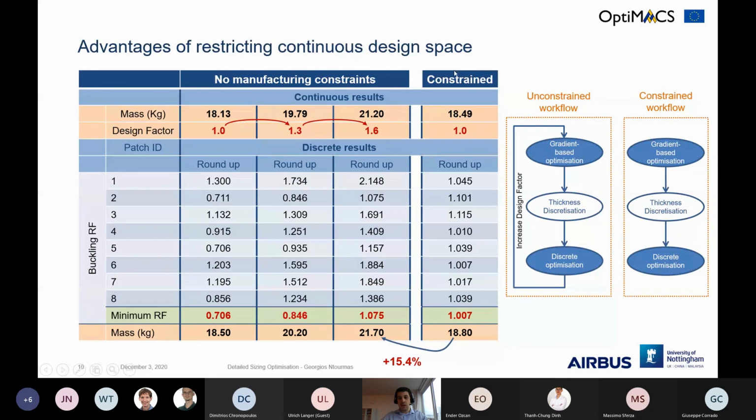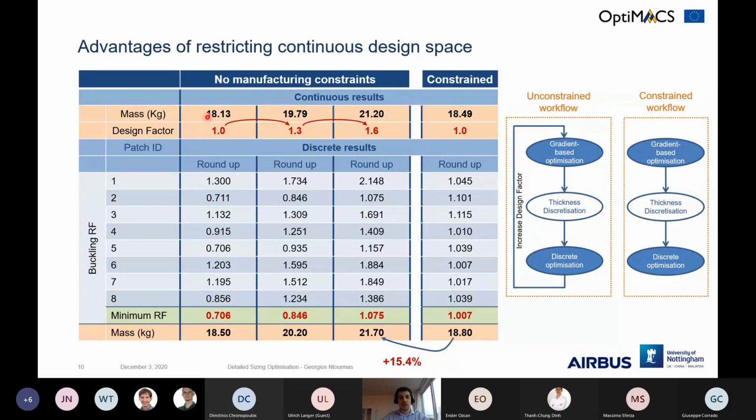Things change when we have the first stage of the optimization constrained. After performing the discrete optimization, we directly arrive at something that fulfills all of the buckling constraints. The importance of having the constraints is highlighted by looking at what we would have to do without them, following the unconstrained workflow. We would have to go back and increase the design factor, as I mentioned.